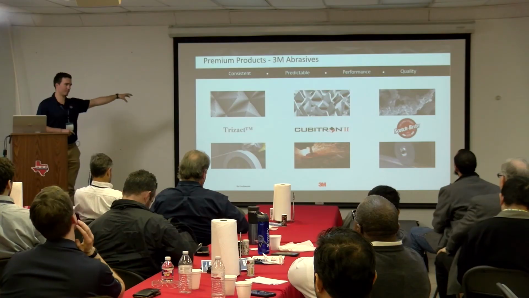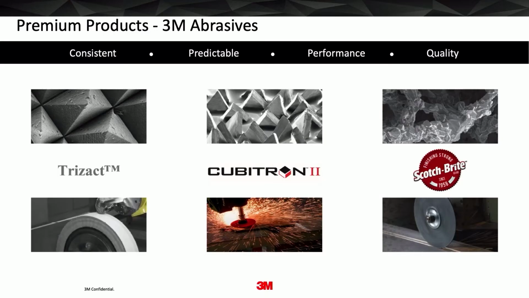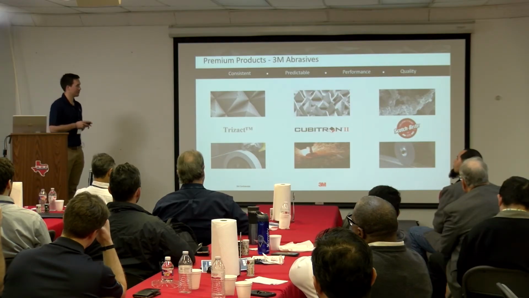Trizac. It's our micro-replicated grains that are used a lot for polishing, mirror, clean finishing. Cubitron 2, which is our precision shape grain. We use that for weld grinding, also shown on that belt when we were doing that aggressive grinding, gate grinding. And then Scotch-Brite, which is a huge portfolio of non-wovens that can be used for deburring, finishing, even just changing what the finishing looks like. So it's just making a matte finish on something.